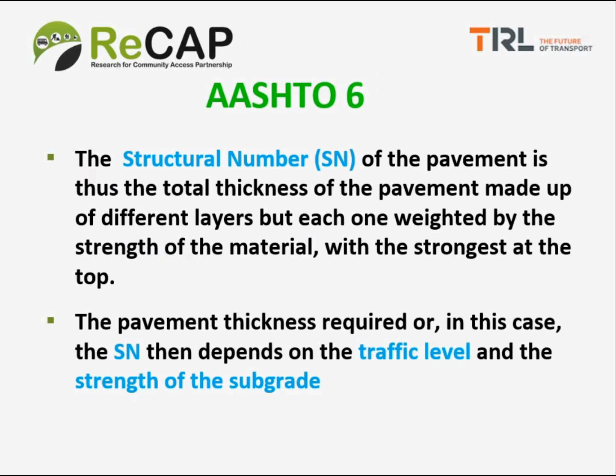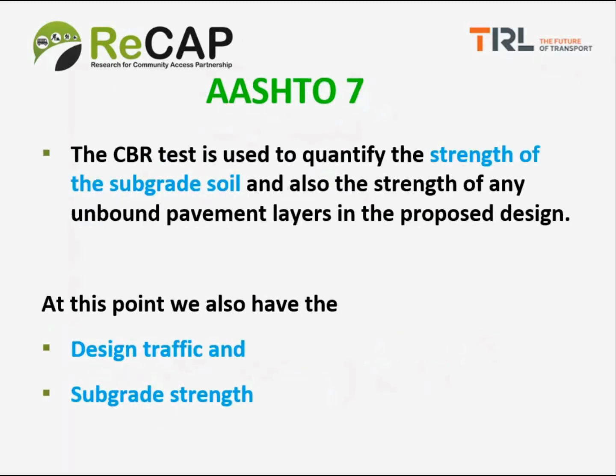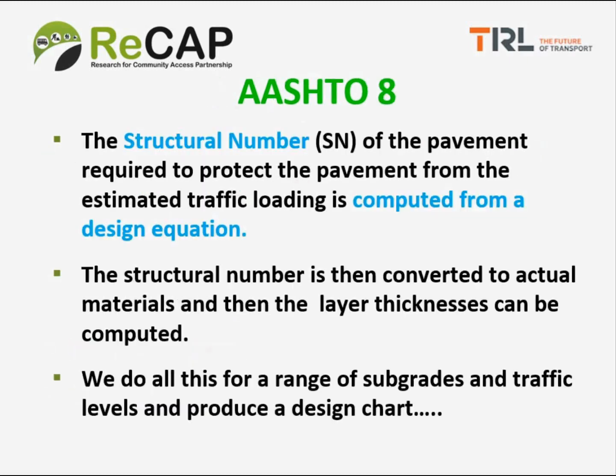So the structural number of the pavement is the total thickness of the pavement made up of the different layers, each one weighted by the strength of the material, with the strongest layer at the top, of course. The pavement thickness required, or in this case the structural number, depends on just 2 quantities, the traffic level and the strength of the subgrade. The CBR test is used to quantify the strength of the subgrade soil and also the strength of any unbound pavement layers in the proposed design. So at this point, we have the design traffic and the subgrade strength. The structural number required to protect the pavement from the estimated traffic loading is computed from the design equation.